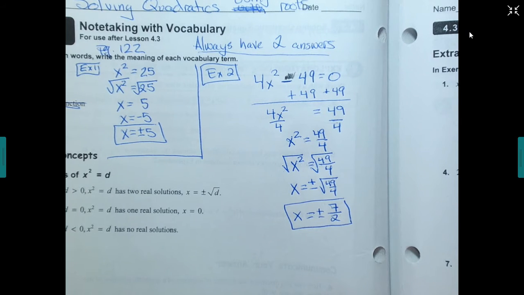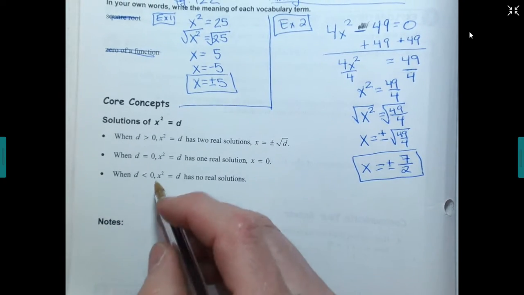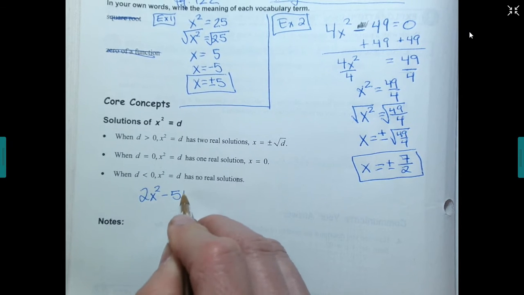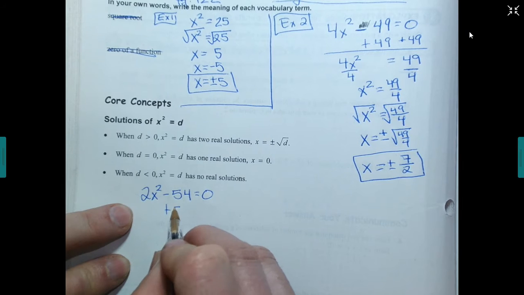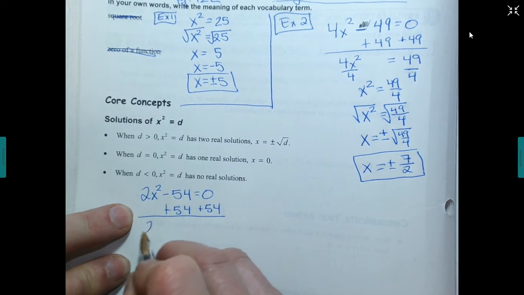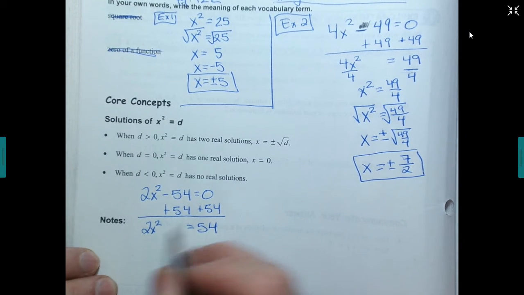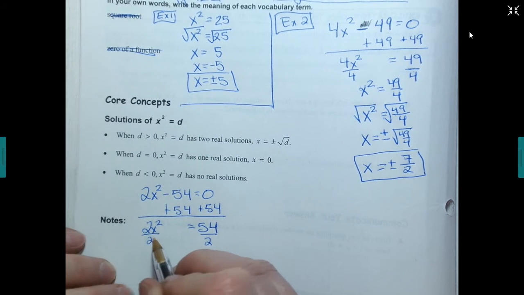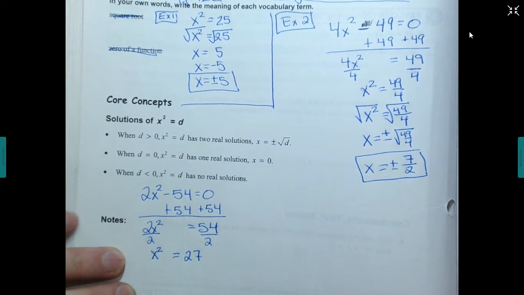All right. Let's do one that doesn't come out so evenly. How about this one? 2x squared minus 54 equals 0. So let's add 54 to both sides. I get 2x squared equals 54. I'm going to divide both sides by 2 because I'm trying to get my x independent. I have x squared equals 27.